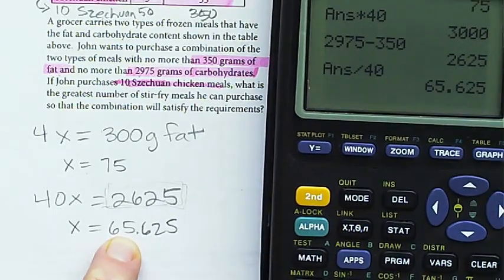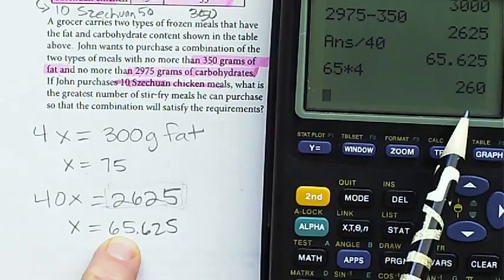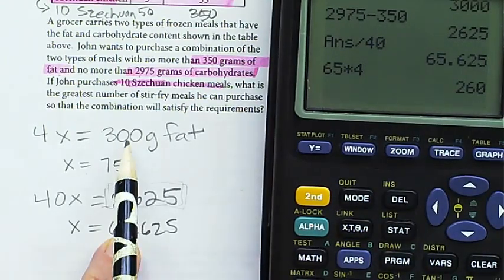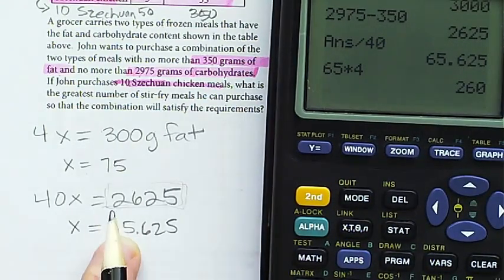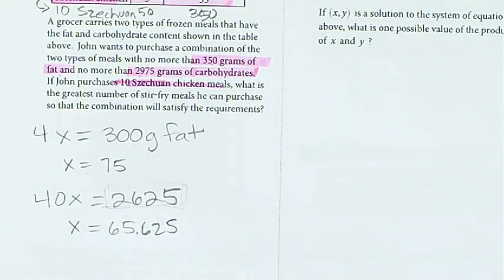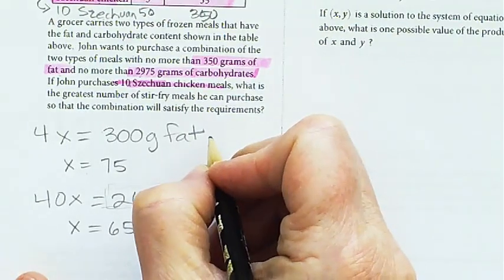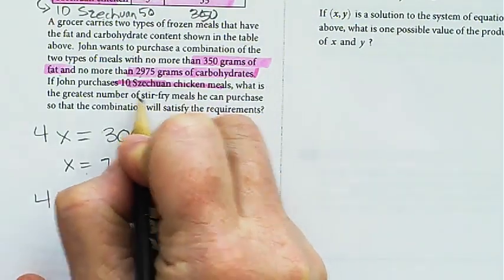And let's do the fat. So he's not going to buy 0.625 meals. So let's just do 65 times 4, and that would satisfy the amount of fat grams. So the most he could buy would be 65 meals of stir-fry meals.